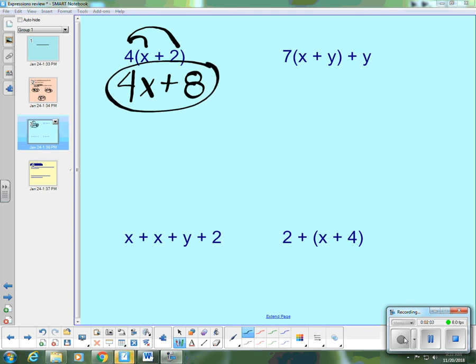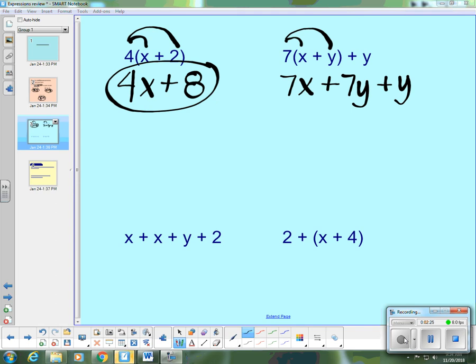On to the next one, 7 times the quantity x plus y. We're going to distribute the 7 to the terms that are inside the parentheses. Do not distribute it to the y that's on the outside. 7 times x is 7x, plus 7 times y is 7y. We're going to bring down the additional y.